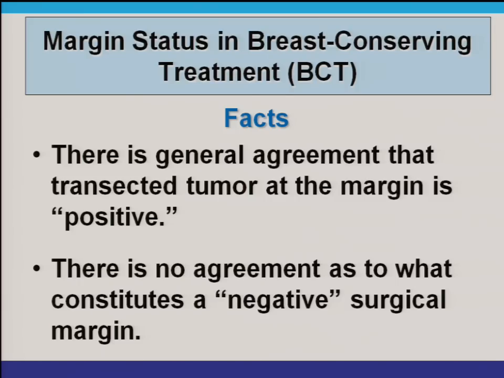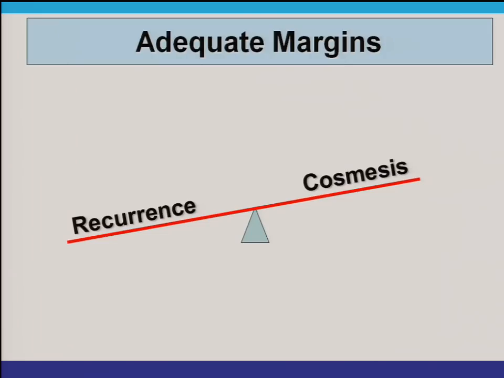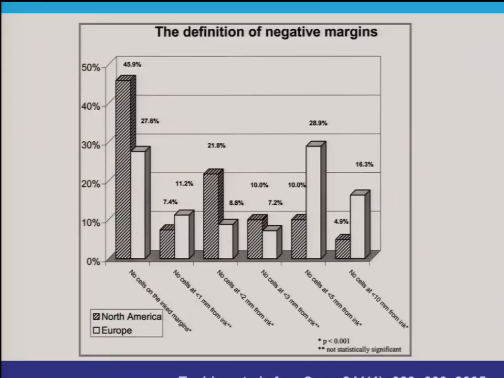Well, I think there's general agreement that tumor transected is positive and no agreement of what is negative, as we've heard. Never has margin width received more attention. There are great efforts to expand margins, and we know now that margin assessment is difficult. And this is important because we have to weigh cosmesis with recurrence, with reoperation.